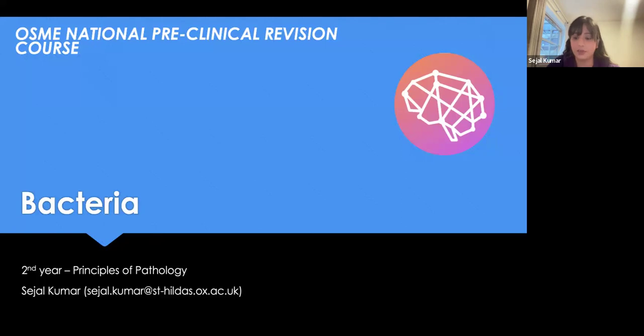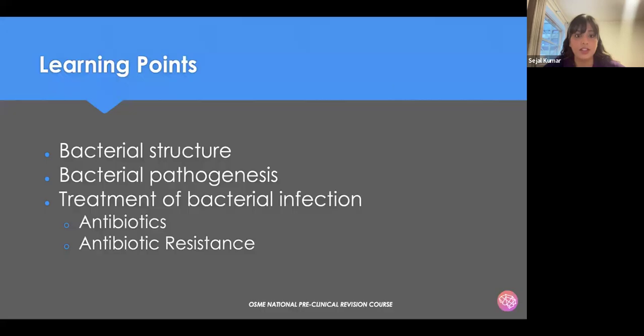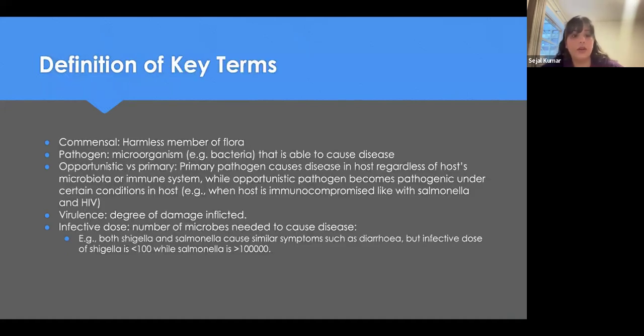In second year exams, at least from my experience, 3 out of 10 questions were on bacteria last year. So I'm not saying it would be the same again, but I do think it's a popular topic for examiners. So we're going to be talking about mainly bacterial structure, pathogenesis, and then treatment. So antibiotics and then antibiotic resistance, because I think that covers most of the syllabus points. I won't be talking about the tests for bacteria, but I think those are quite easy to go through alone as well. So before we start, I'll just define some key terms.